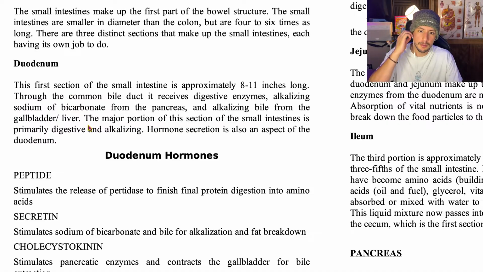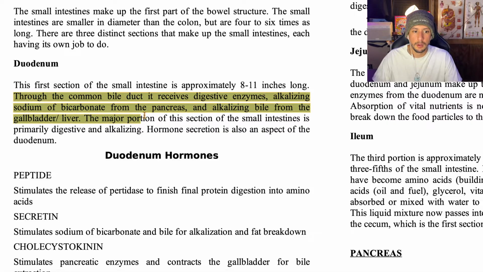Through the common bile duct, it receives digestive enzymes and alkalizing sodium bicarbonate from the pancreas. So let's highlight that. So this is how alkaline digestion happens in the intestines. It just gets a lot of good enzymes through here. It's the enzyme transport. It alkalizes with sodium bicarbonate from the pancreas, which is a product of the pancreas, and it alkalizes with bile from the liver, which, that's the liver, it needs some help.